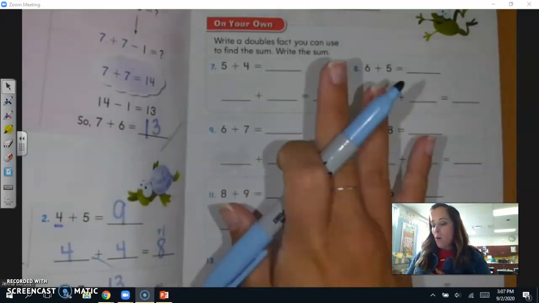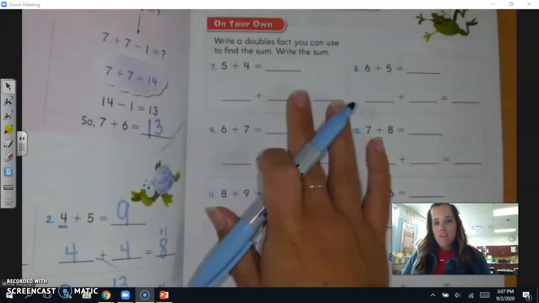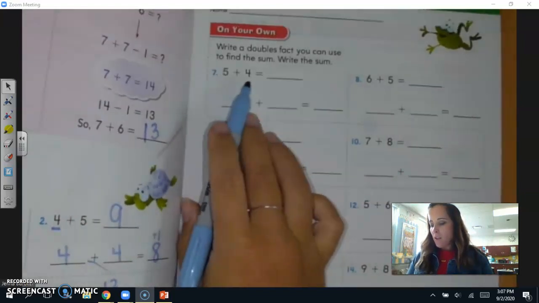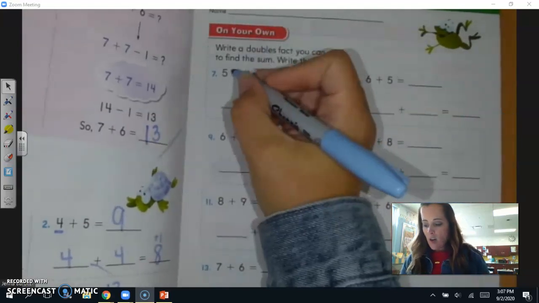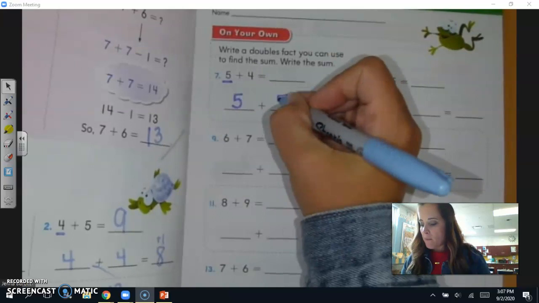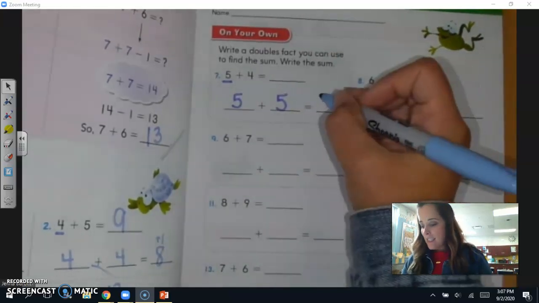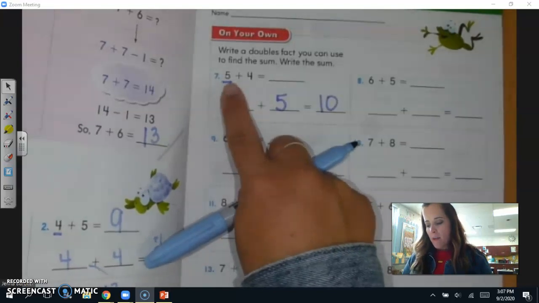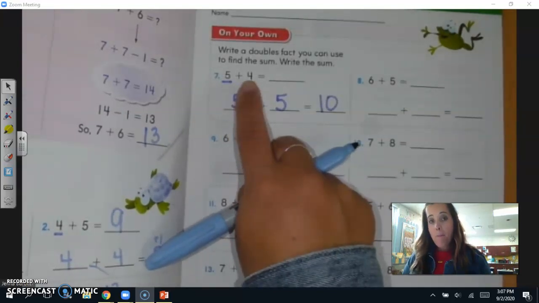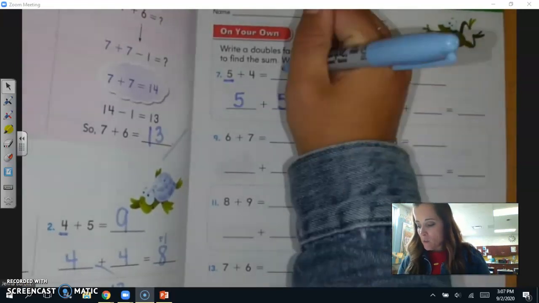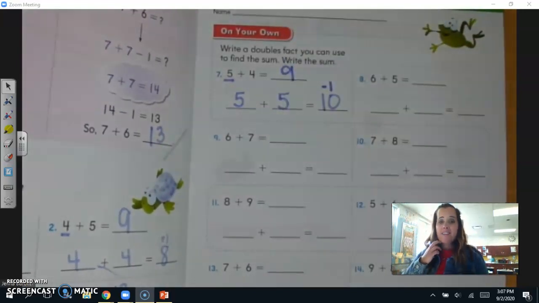Okay? So, we're going to start over here with number 7. I'm going to start going a little bit faster. 5 plus 4 equals what? So, again, I'm going to underline that first number. That'll be my double. 5 plus 5 equals 10. Ask myself, is 5 bigger or smaller than 4? Bigger. So I'm going to have to take 1 away. So it's going to be 10 minus 1, which equals 9.